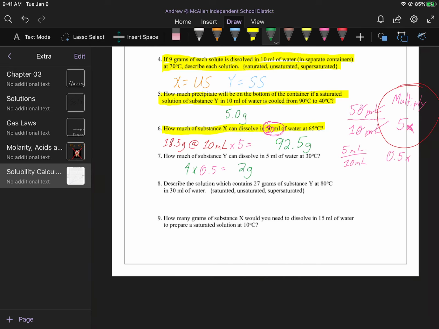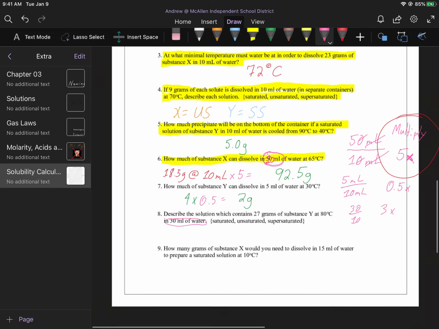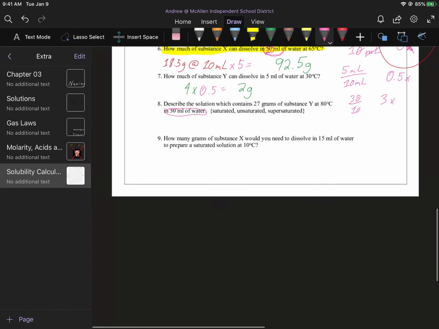Great. Now, let's do number 8. Describe the solution which contains 27 grams of substance Y at 80 degrees Celsius in 30 milliliters of water. This time we have 30, so it's 30 divided by 10. We're going to multiply by 3. All we're doing is applying each concept that we've already learned. So 80 degrees Celsius, substance Y holds 9 grams, but it's 30 milliliters of water, so we're going to multiply by 3.